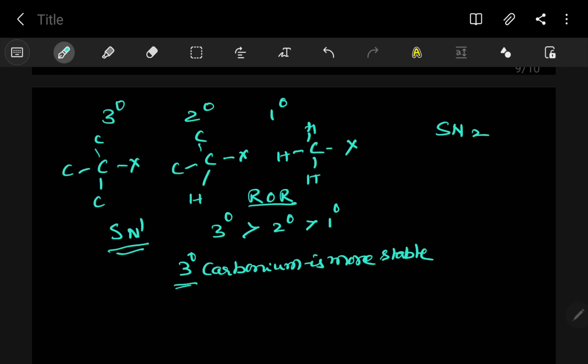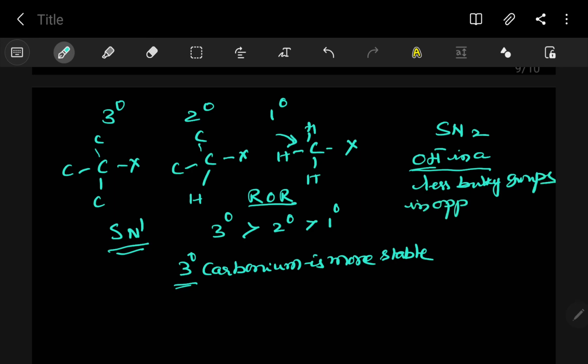Whereas in case of SN2 reactions, as I told you already, the OH minus ion comes in a transition state. When OH minus attacks, only less bulky groups are preferred, because it comes and attacks the opposite side of X minus to give the inversion product. So a less bulky group is preferred. Primary alkyl groups have a higher rate of reaction than secondary and tertiary.